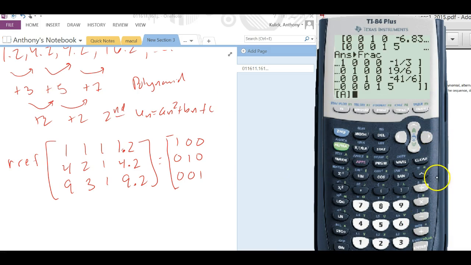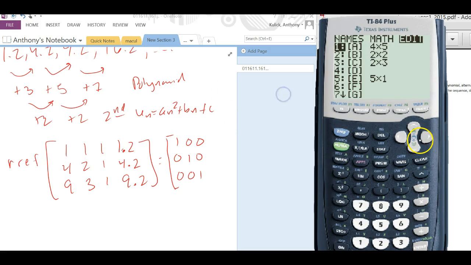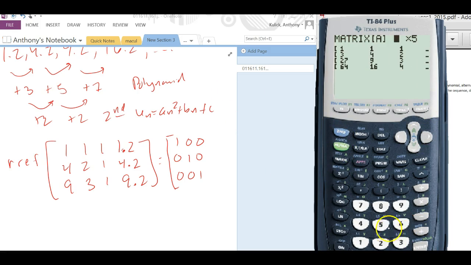I'm going to go in and edit my matrix now. Because again, maybe you could do this by hand. Gosh almighty, that's a 3 by 4, not a 2 by 3. But I'm not about to do that.